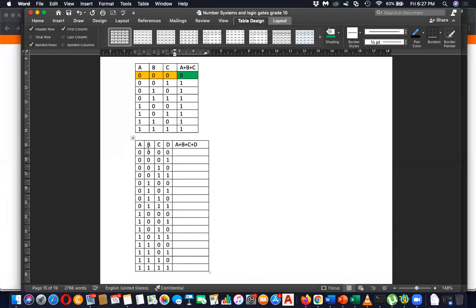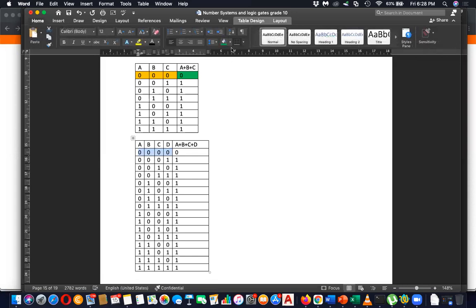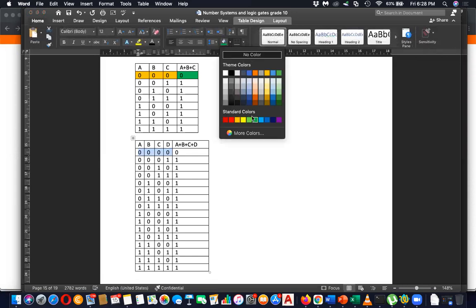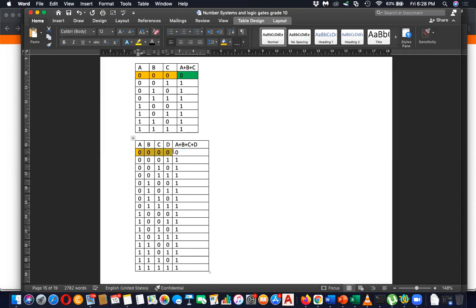That's the logic. All four are 0, then output is 0. Otherwise it's one. So no need to think about the others. It's one. But this is important: if all are 0, it's 0. So kindly draw the truth table. Then we can finish discussing the OR gate. Kindly draw this truth table.